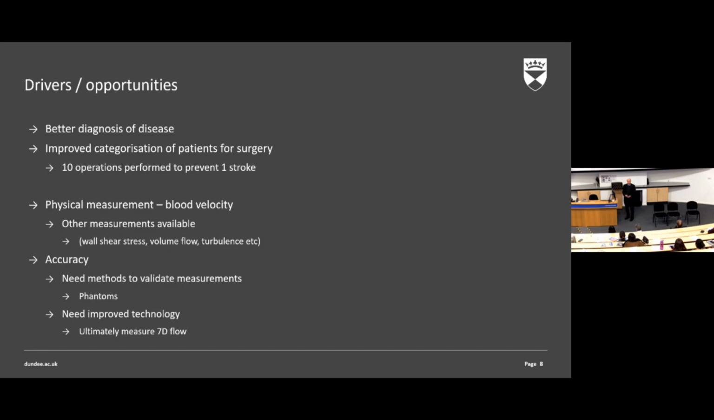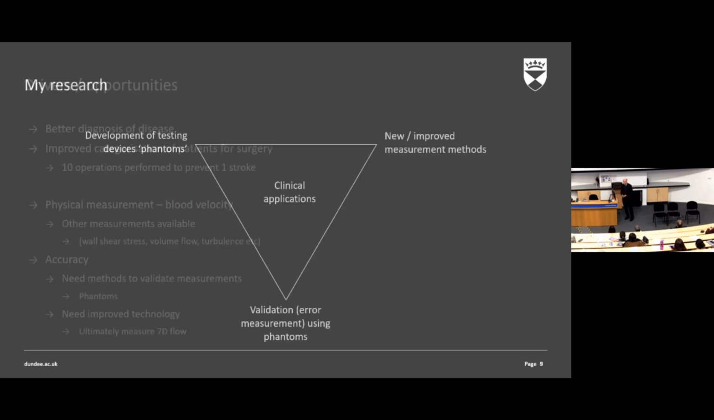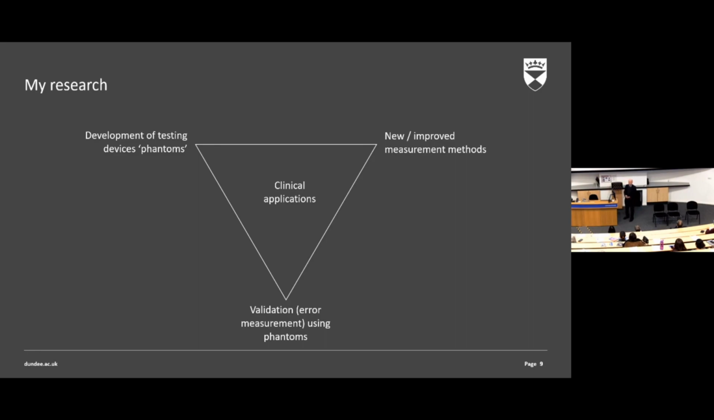And finally, accuracy. We need methods to validate measurements, which are called phantoms, and we need improved technology. And ultimately, we need to measure 7D flow. So for the last 20 or so years, my research has been divided into 3 areas associated with that type of approach. First of all, the development of testing devices called phantoms. Secondly, use of those phantoms to look at error measurements, and then new and improved measurement methods, all around the idea of underpinning the science for clinical applications and improving those clinical applications.